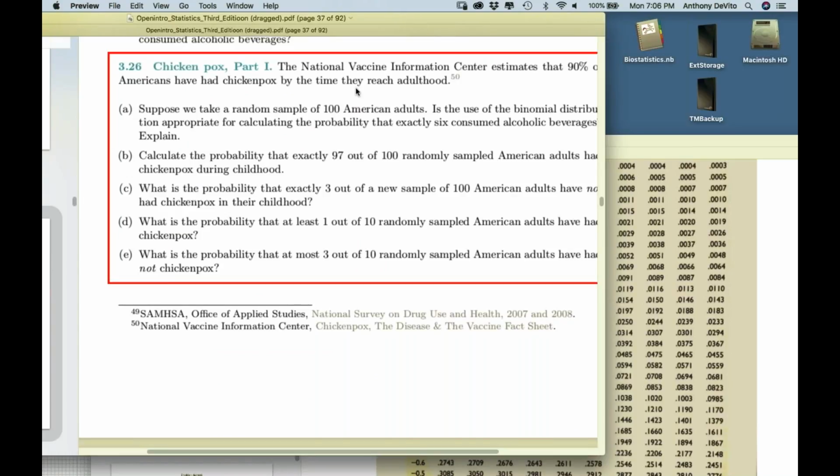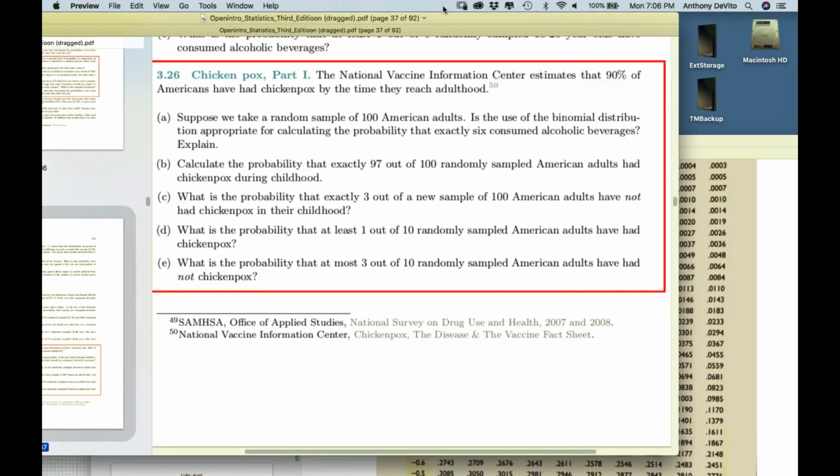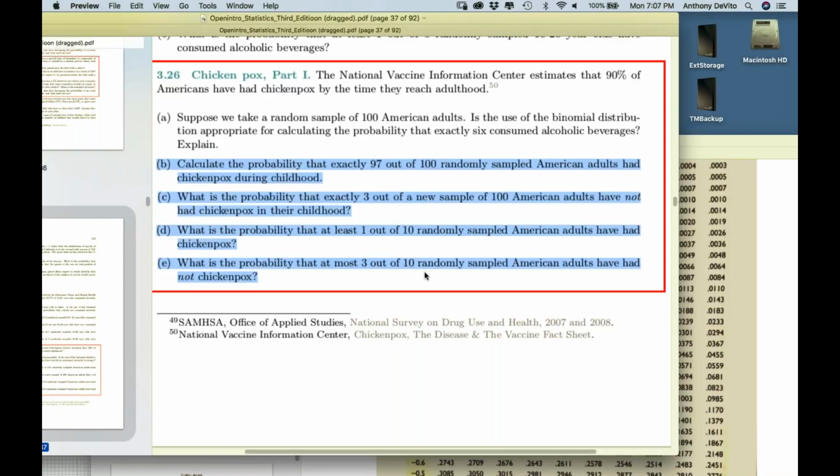Suppose we take the National Vaccine Information Center estimates that 90% of Americans have had chickenpox by the time they reach adulthood. I wonder if that's true anymore. They have a vaccine for chickenpox now, right? Back when I was a kid, everybody got chickenpox, everybody got mumps, everybody got a couple of other childhood diseases. But nowadays, I wonder about that with the vaccines that we have now.